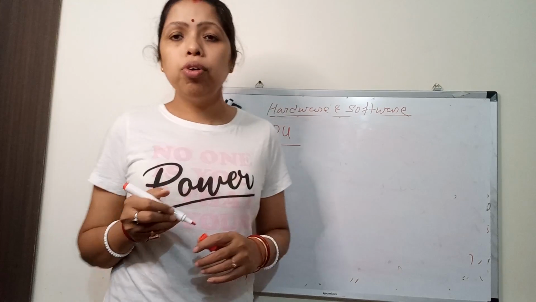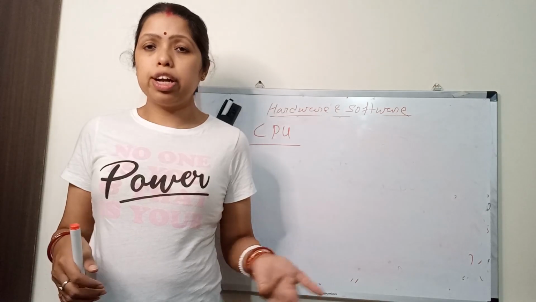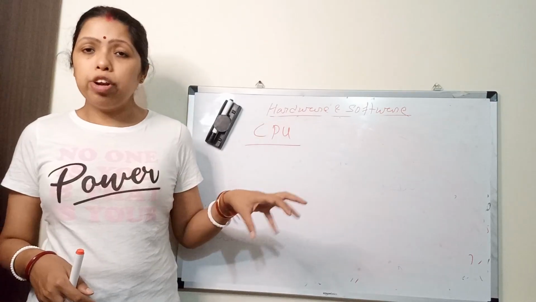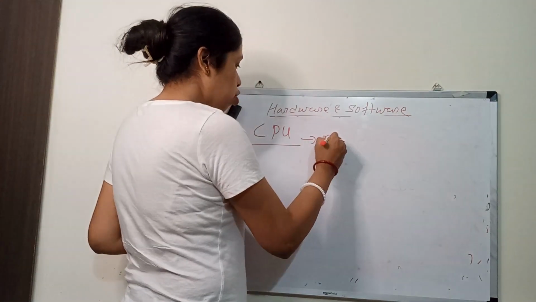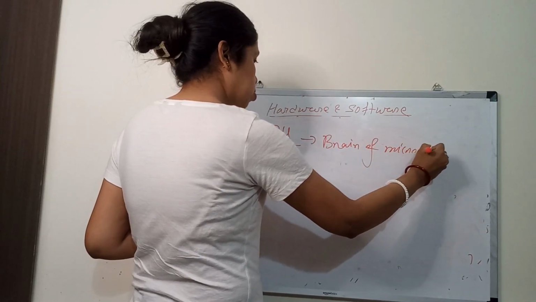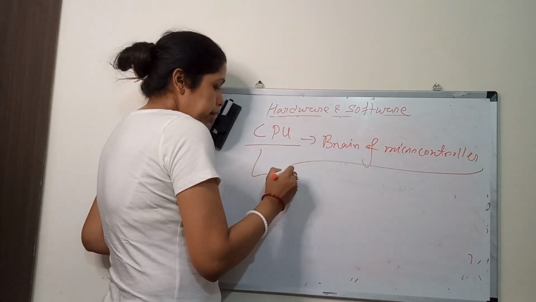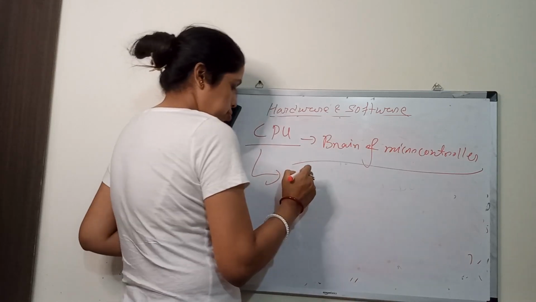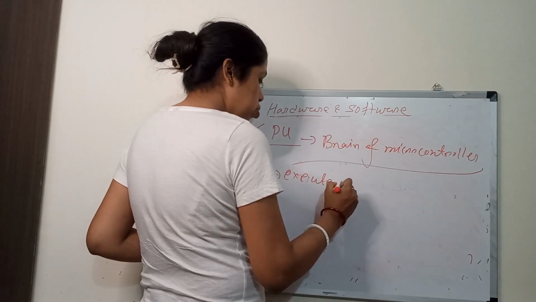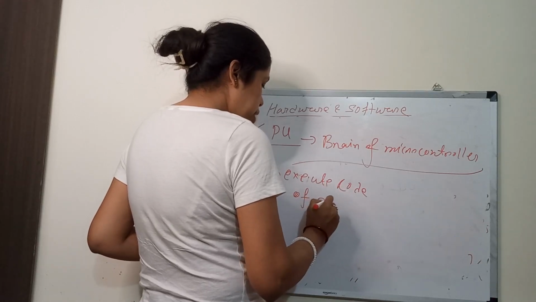Okay, next is the CPU. The full form, I think all of you know, as you have studied computer architecture and the microcontroller subject: the central processing unit. This is the brain of the microcontroller, right? It can execute code or a program.